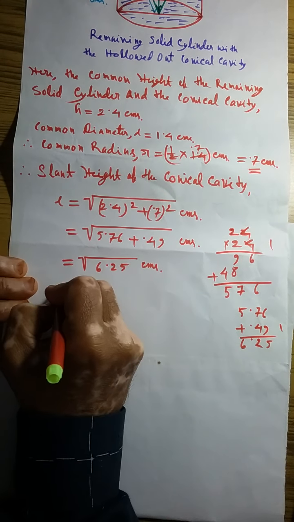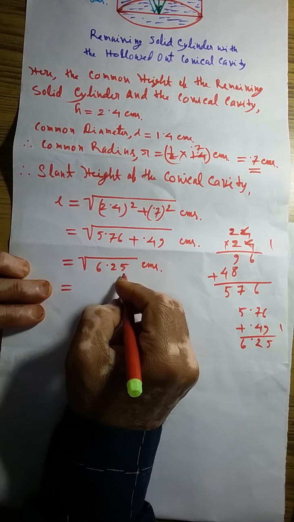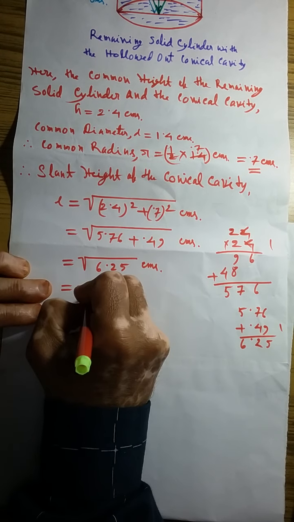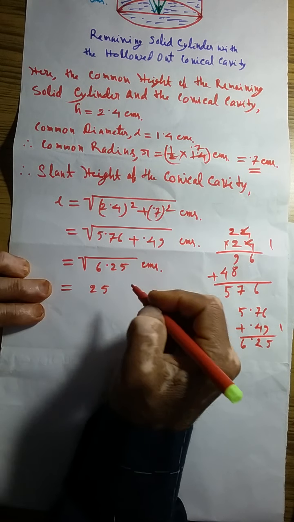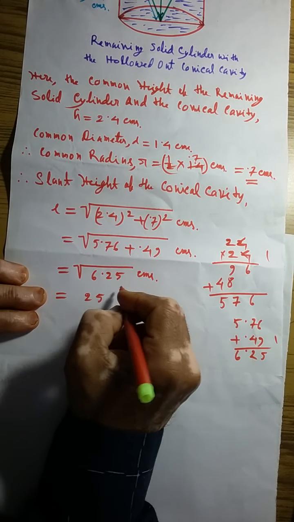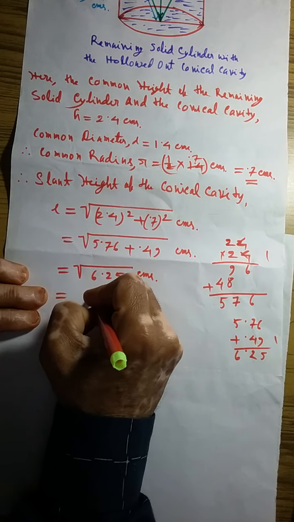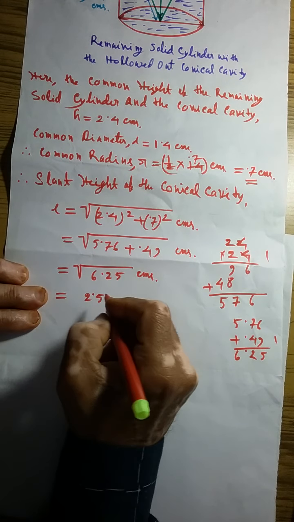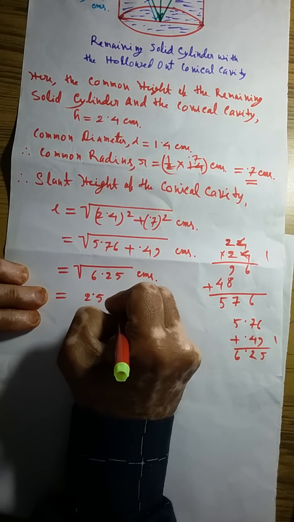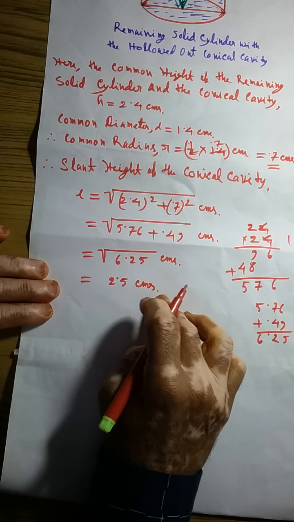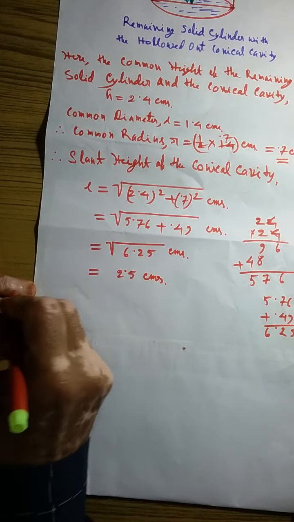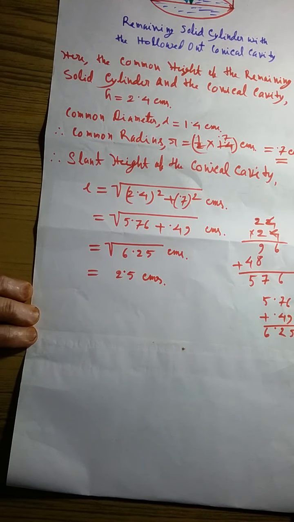centimeters. Now square root of 625 is 25. If we decrease the decimal point by 1 place, so the decimal point will be put here, so it will be 2.5 centimeters. That means slant height is equal to 2.5 centimeters. After this, let us proceed in this way.